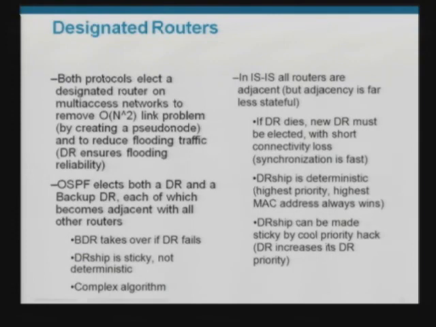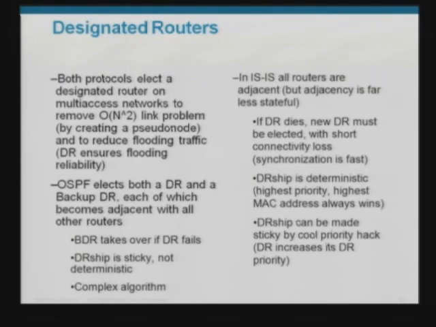OSPF elects a DR and it also has a backup designated router. The reason we have a backup in OSPF is that OSPF goes through a complex adjacency process that starts from two-way and then goes to start, exchange, loading, and then full. So this takes time. So it has a backup designated router which does the same thing. You are fully adjacent with the DR as well as the BDR. In case the DR goes down, you don't have to reestablish the adjacency with the BDR. You're already full with the BDR. All it has to do is assume the role of the DR and take care of the flooding. That's why the BDR concept is really needed in OSPF.